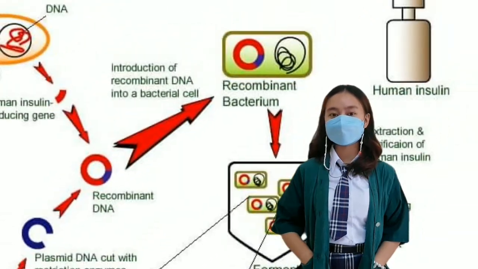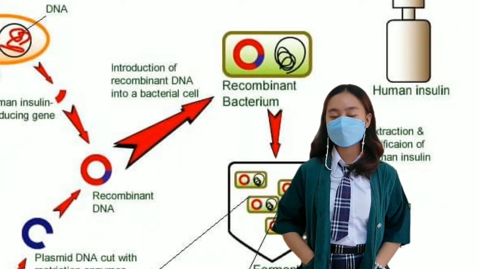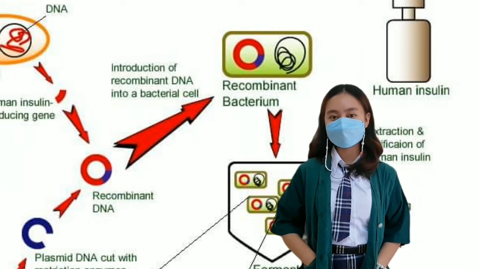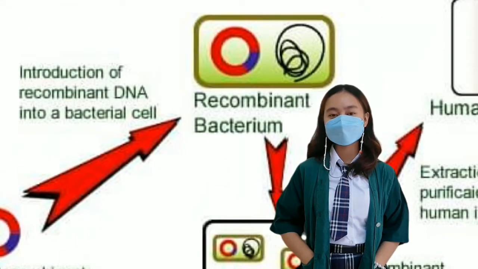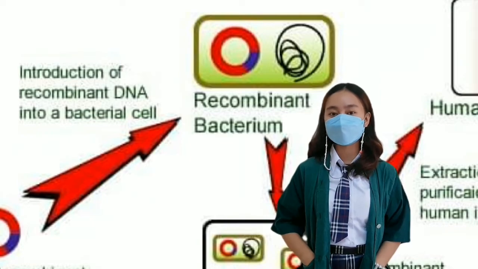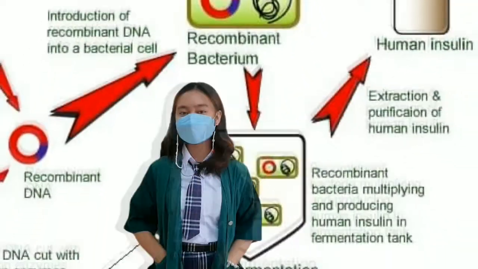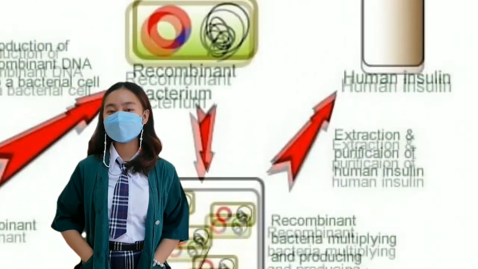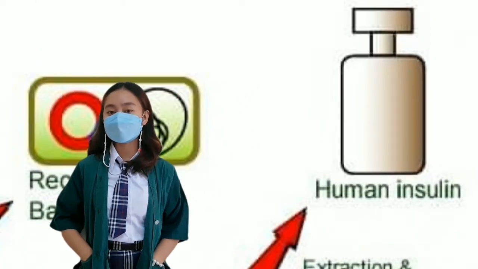Third, insert the human insulin-producing gene into the bacterial plasmid vector to form the recombinant DNA of the human insulin-producing gene. Fourth, introduce this recombinant DNA into a bacterial cell to form the recombinant bacterium. Fifth, the recombinant bacteria multiply in a fermentation tank and produce human insulin. Lastly, insulin is extracted, purified, and bottled.